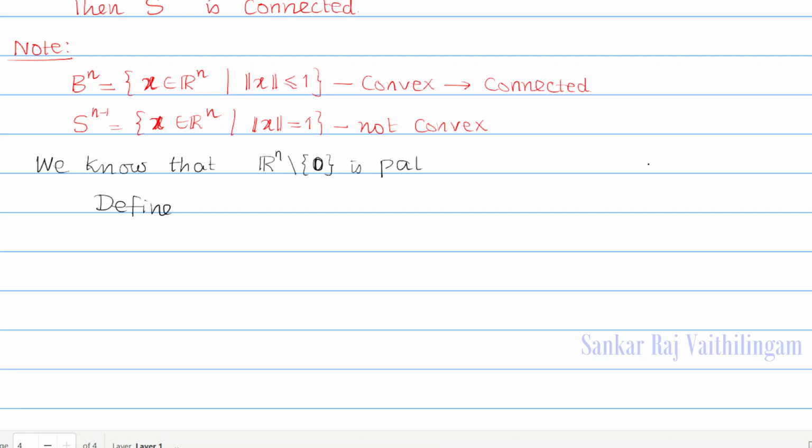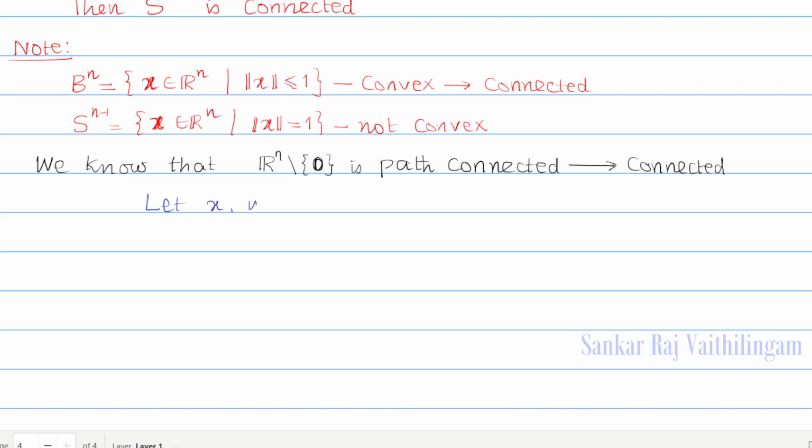Rn set minus singleton 0 is path connected, and hence it is connected. We have already seen that every path connected space is connected. So here Rn set minus singleton 0 is connected. How have we proved this? Let me recall that.